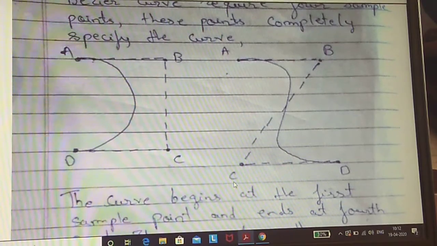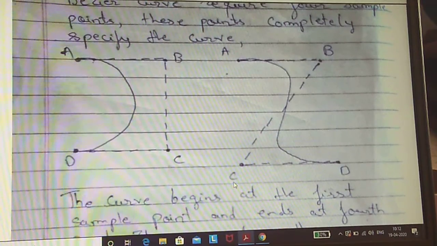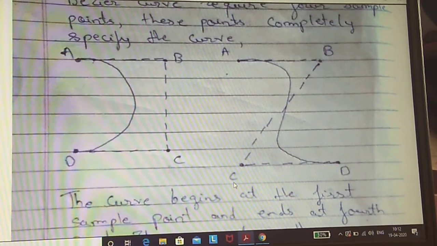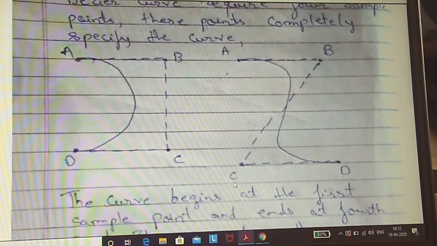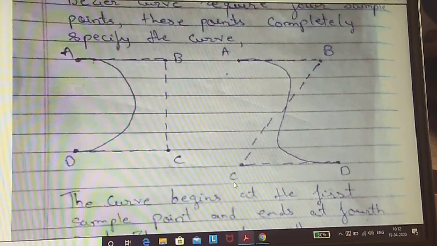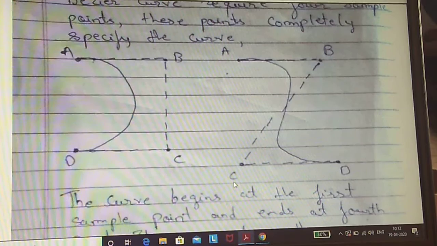Now let me repeat once. What is Bezier curve? It is a different way of specifying a curve. Rather, same shapes can be represented using both B-spline as well as Bezier curves. The cubic Bezier curve requires 4 sample points. These points completely specify the curve. In the figure we can see that the curve begins at the first sample point and ends at the fourth sample point. So if we need another Bezier curve, then we need another 4 sample points.